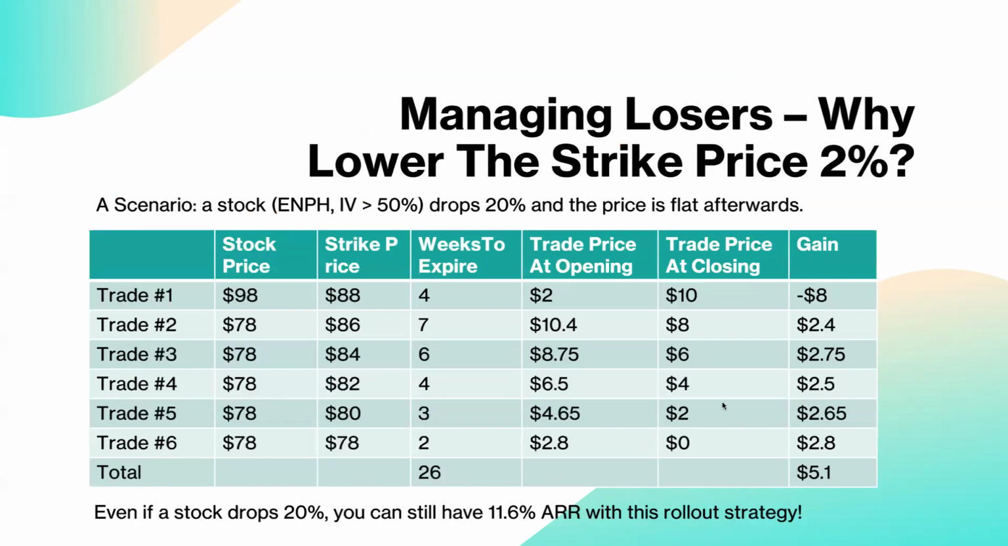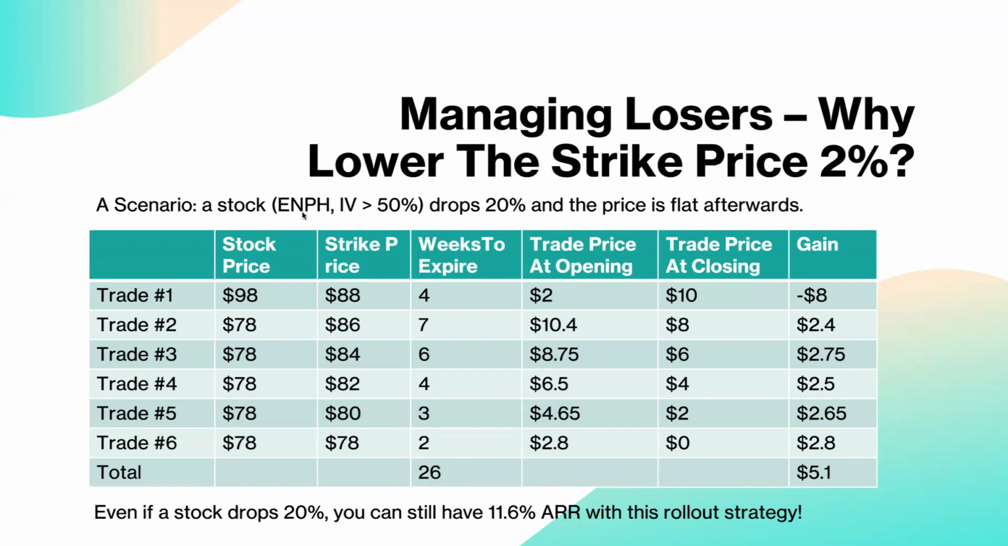This is almost the last slide. I want to explain a bit about why lower the strike price 2%. I mentioned that I want to be more careful since the stock has moved down a lot, and lowering the strike price a little bit makes me feel more comfortable. I also think this strategy is quite optimal if the stock stays flat or moves down based on my Enphase Energy case study. I determined that even if a stock drops 20%, I could still earn 11% ARR with this roll-out strategy.